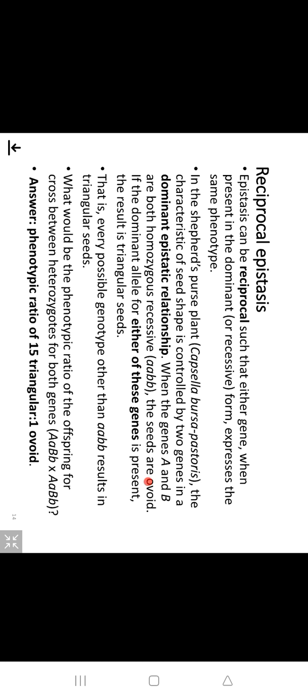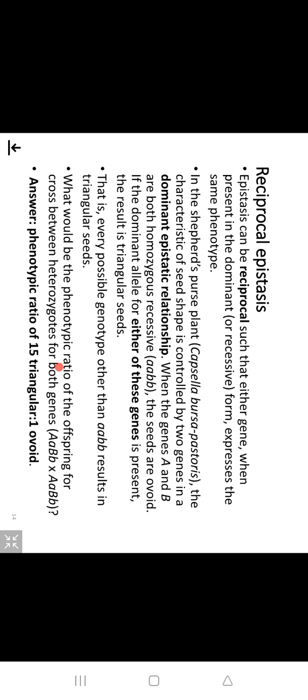But the seeds will only be ovoid when the dominant A and B are actually lacking. You can see that every possible genotype other than AABB, now in a recessive state, will result in triangular seeds, because A and B complement each other. In other words, they have this kind of relationship. They are reciprocals of each other, if I can put it that way. B is the reciprocal of A, and A is the reciprocal of B.